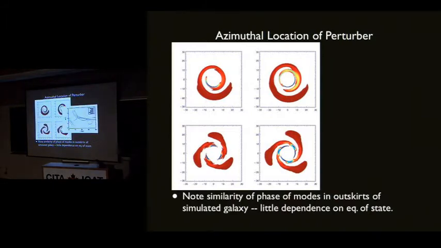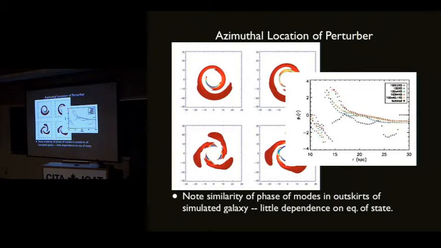This is just the line plot of this. And I'm showing a range of simulations here. And as you can see, they're all very similar in the outskirts. There's a sharp gradient in the phase in the inner regions where you have self-excited spiral structure. Self-excited spiral structure produces tightly wrapped arms.